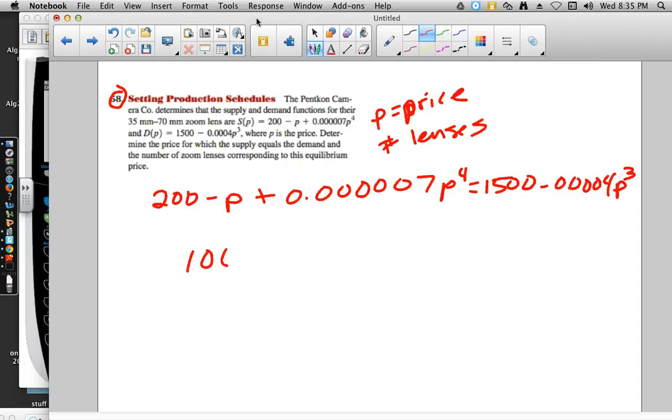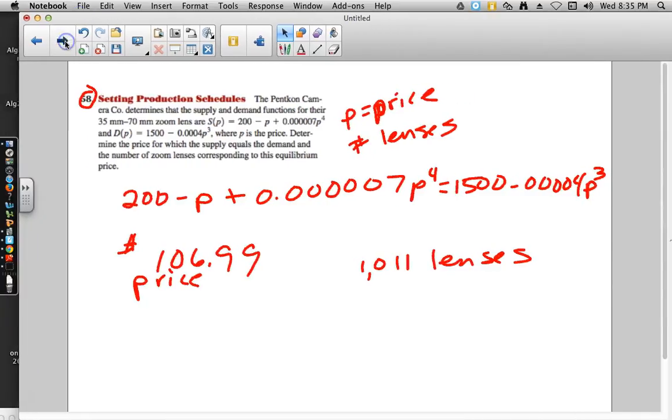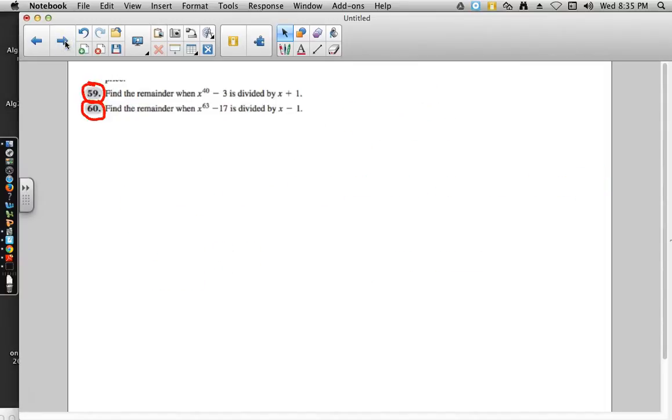So $106.99 is the price. And then 1,011 lenses. Right there. So those two, kind of strange how they're stuck in there, but they really are just all calculator. All right, 59 and 60.